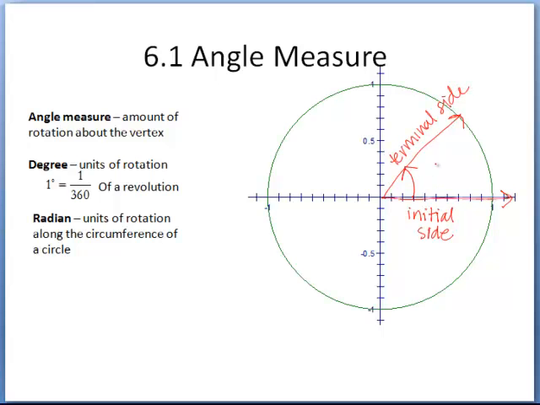This would be a positive angle. Then you could also have a negative angle going in this direction, where again this would be your terminal side, whereas this is your initial side. So this would be a negative angle, and then the red would be a positive angle.